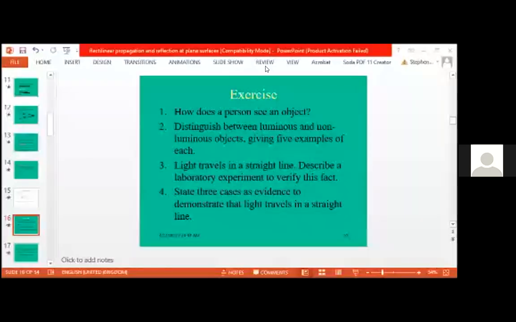Non-luminous objects are like the moon, the planets, plants, people, walls, books, clothes. All right, those are sources that do not produce their own light. Okay.